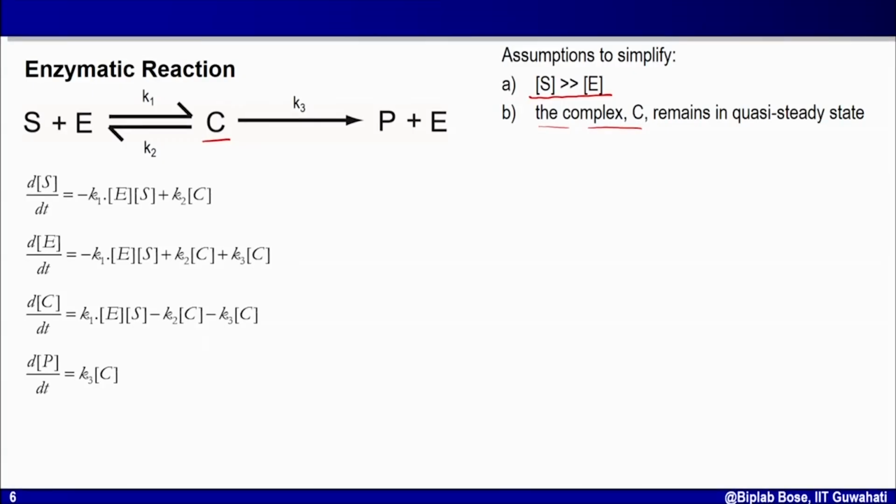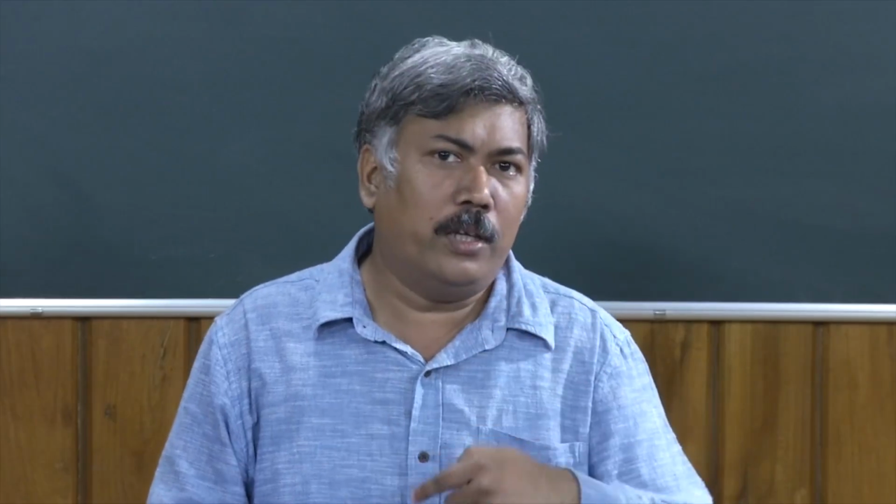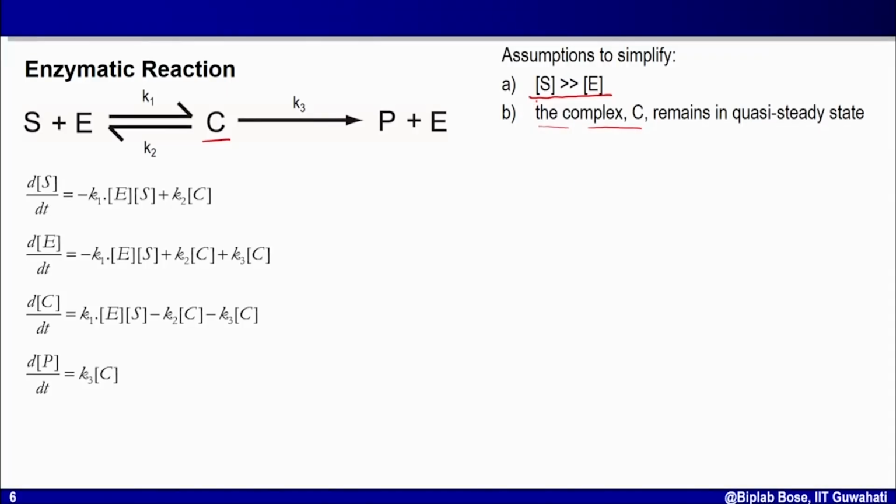Now you can easily see that assumption 2 requires assumption A, because if I have to continuously produce C and C is continuously broken down into P and E, then I should have constant supply of substrate, so new C molecules can be formed. So that's why you have to assume substrate concentration is much higher than enzyme concentration, otherwise I will not get the steady state of C for a tangible time. So if I have these two assumptions, then I can consider that C is at a steady state. Now what does that mean?